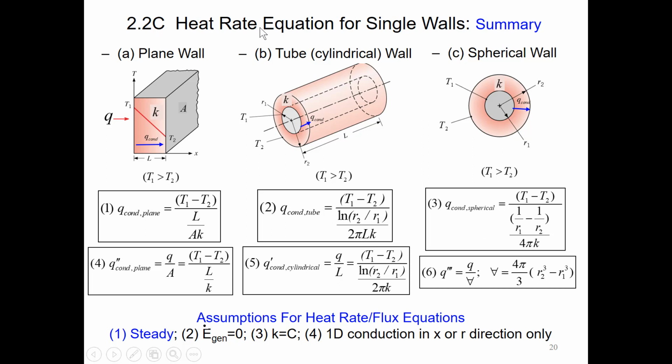C. A summary of heat rate equation for single walls. Our ultimate goal is to get heat rate and heat flux for the plane wall, heat rate and heat rate per unit length for the tube wall, heat rate and heat rate per unit volume for the spherical wall under the four assumptions 1, 2, 3, 4.